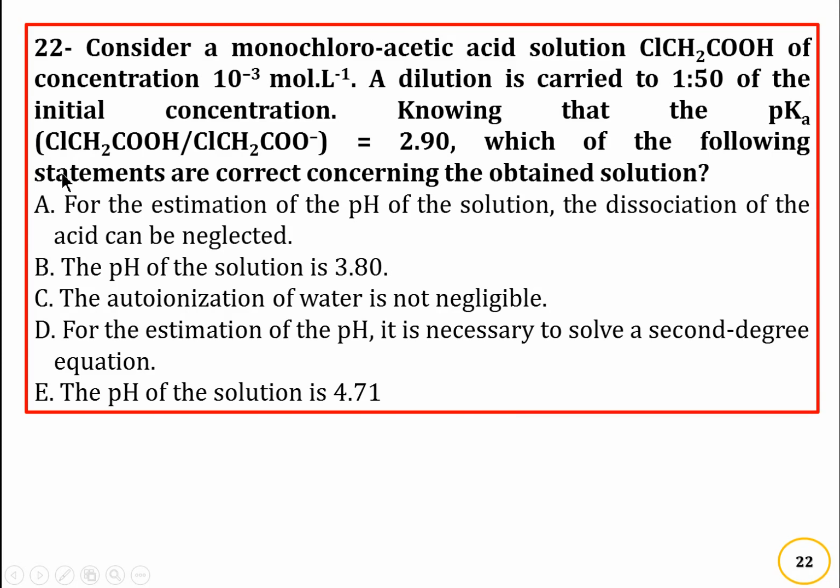We pass to exercise 22. Consider a monochloroacetic acid solution of concentration 10 to the minus 3 molar. A dilution is carried to 1/50 of the initial concentration. So we did a 50 times dilution. Knowing that the pKa of the couples are given, which of the following statements are correct concerning the obtained solution?